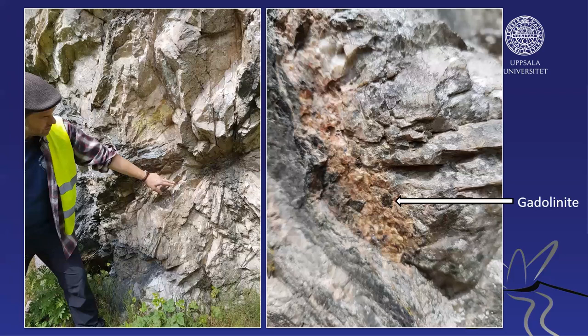So if we look a bit in detail, the rock looks like that. I think this star pattern you see on the picture was made probably by explosives. But in a closer look, this is what you see, and you see there are black patches. They are gadolinite, full of rare earth elements. Okay. So just to remember, pegmatites, that's good stuff.